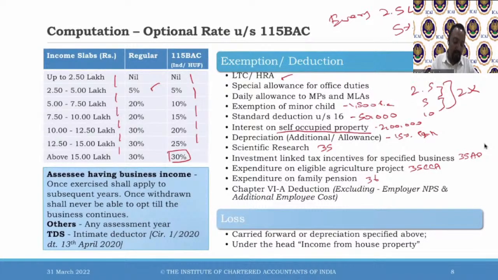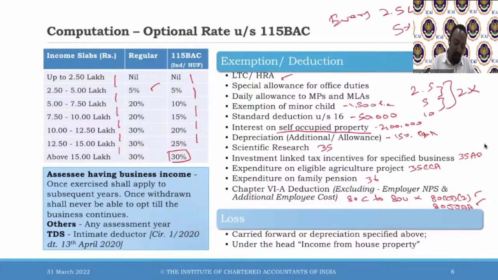Then Chapter 6A deductions, that is any deductions from 80C to 80U, nothing is allowed but for two. What is allowed? 80CCD(2) alone is allowed, and then 80JJAA. So these are the only two which are allowed. So these are the things that you need to forego.